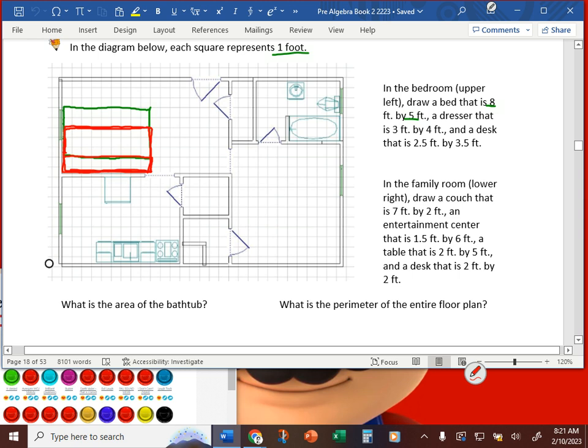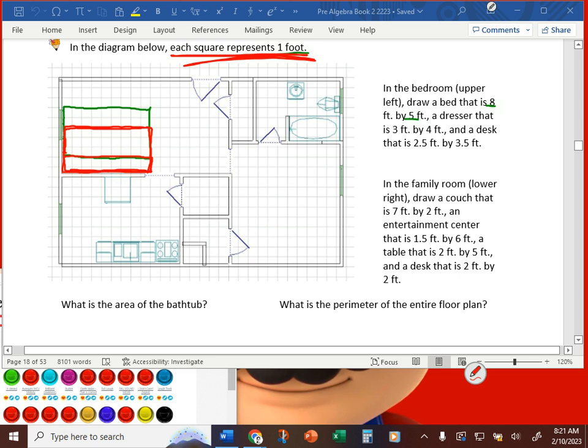Okay. In the family room, which is the lower right, so the family room is right over here, draw a couch that is 7 feet by 2 feet, an entertainment center that is 1.5 feet by 6 feet, a table that is 2 feet by 5 feet, and a desk that is 2 feet by 2 feet. And remember, each square represents 1 foot.